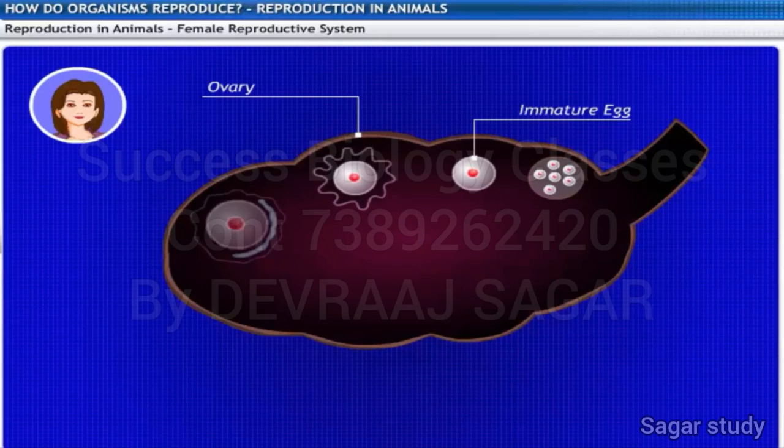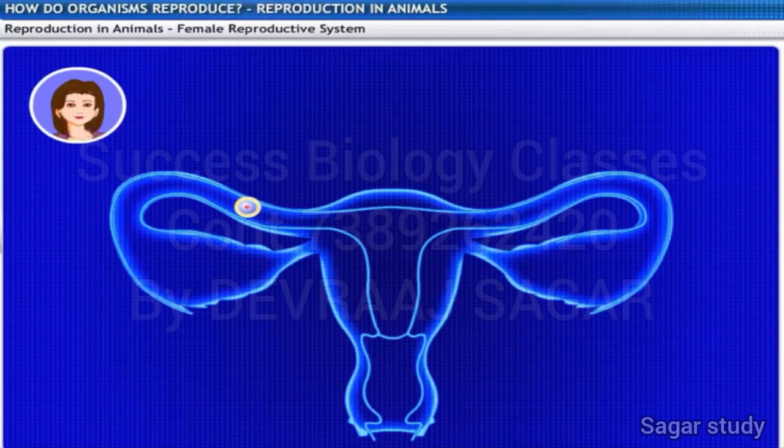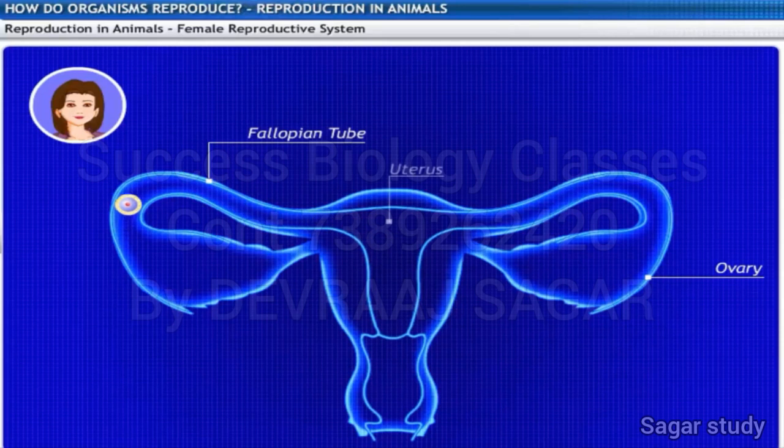Every month, one egg is produced by one of the ovaries. This egg is carried from the ovary to the womb through a thin oviduct, also known as fallopian tube. The two oviducts unite into an elastic bag-like structure known as the uterus. The uterus opens into the vagina through the cervix.